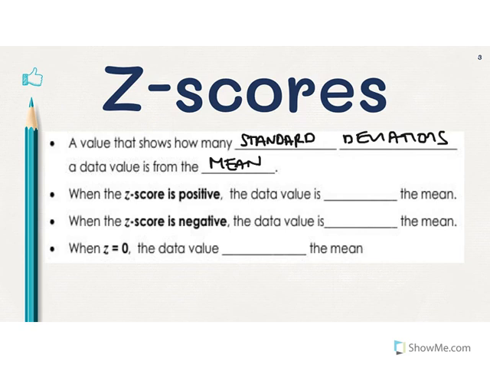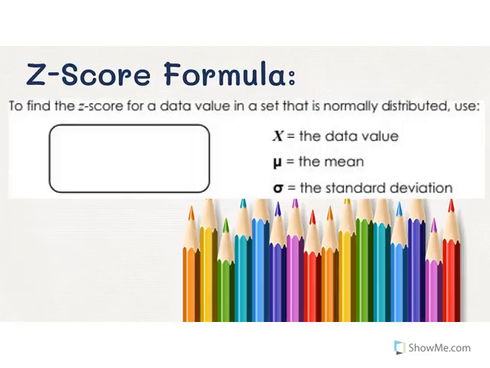When our z-score is positive, this means that the data value will be above the mean, which is a good thing if you're above average. That's how we figure out above average. When the z-score is negative, then your data is going to be below the mean, making it below average. So when we have a z-score of 0, the data value is just going to be equal to the mean. There is no below or above, it's just equal to it.